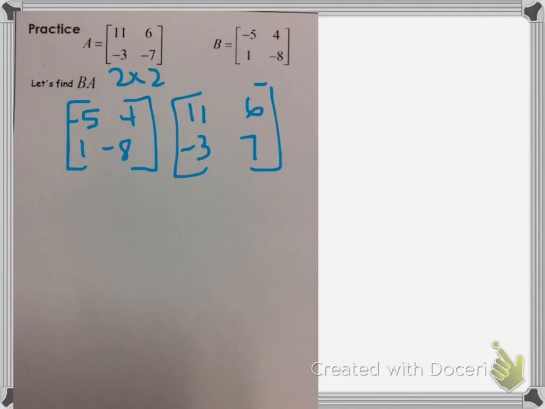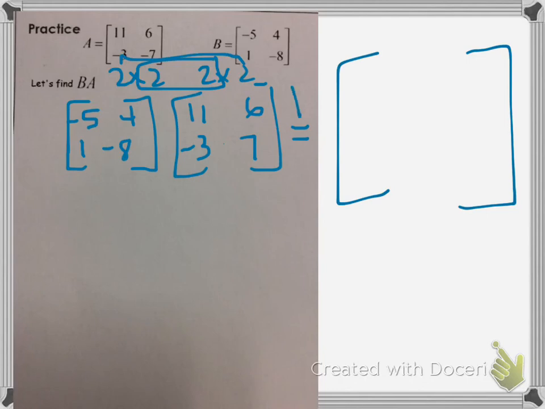This is a 2 by 2 times a 2 by 2. These two numbers tell me, yes, I can multiply it. These two numbers tell me the size of my answer. The size of my answer is going to be a 2 by 2. I'll have row 1, row 2, column 1, column 2. And I have to multiply those together in order to get the values. I'm multiplying rows times columns in order to do that.